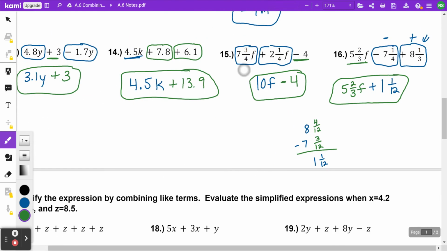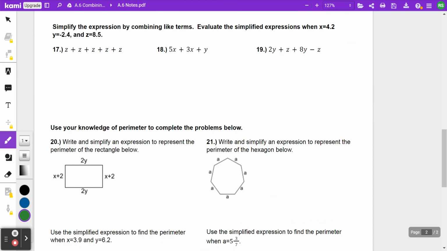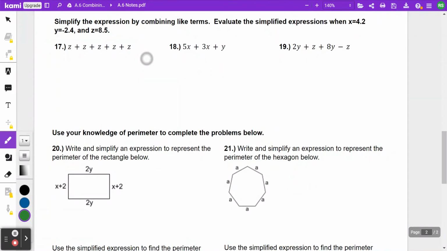All right, let's look at a couple more examples on the back side. For number 17, 18, and 19, it says simplify the expressions by combining like terms, then evaluate the simplified expressions when x is 4.2, y is negative 2.4, and z is 8.5. So for number 17, we have z plus z plus z plus z plus z, which is a bunch of 1z's, right? 1z plus 1z plus 1z plus 1z plus 1z.